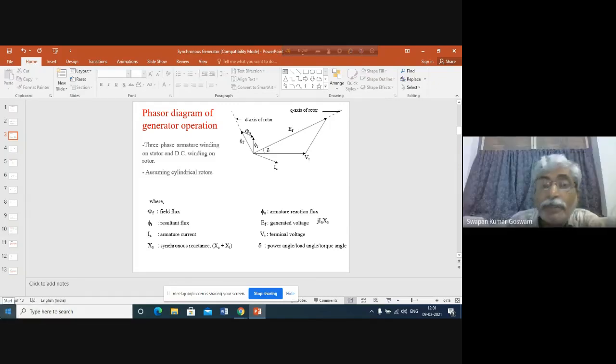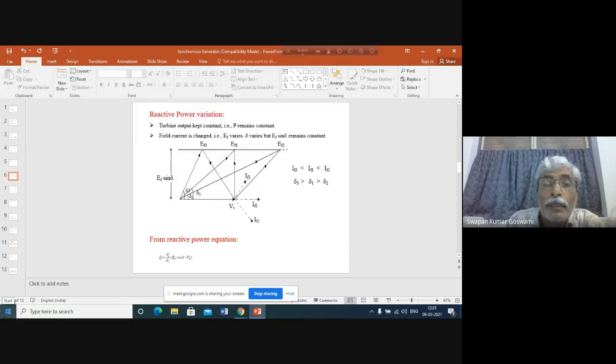Okay, now you come here. I think this much is clear that by varying field current, we can vary EF. Either it may be increased compared to the previous value, or it may be decreased compared to the previous value. And as a result, E will be changing. Now let us see how power factor is changed because of this. Let us go to this vector diagram.